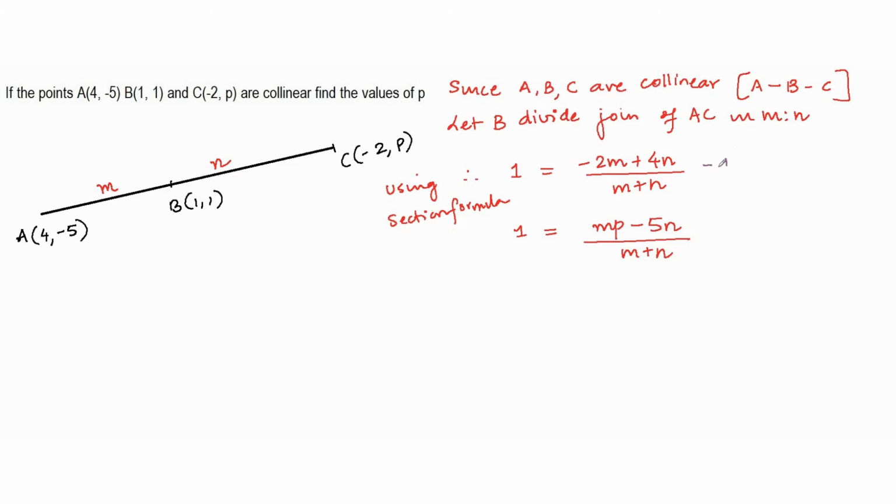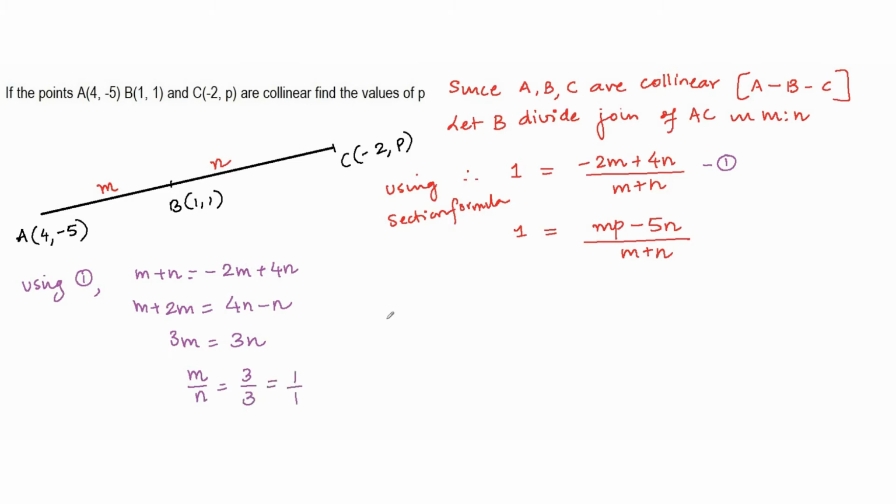So now using the first equation, I can cross multiply. Using the first equation, I can find m:n. So m plus n is equal to minus 2m plus 4n, which means m plus 2m is equal to 4n minus n. Therefore 3m is equal to 3n, which means m upon n is 3 upon 3, which is equal to 1 upon 1. And this implies m:n is 1:1.